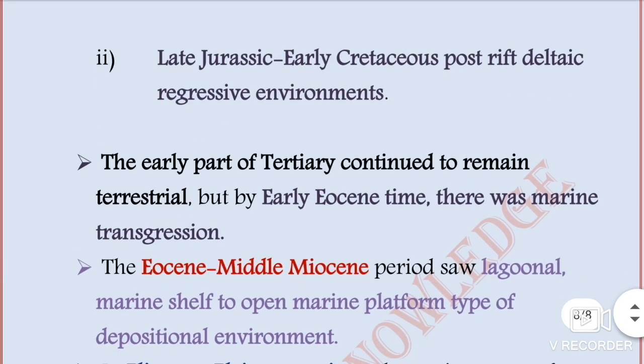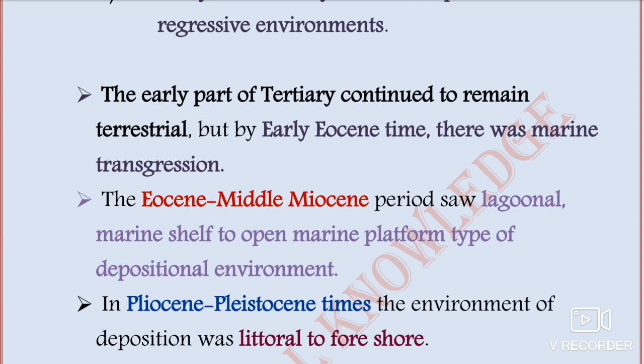The early part of the Tertiary continued to remain terrestrial, but by the early Eocene times there was transgression. The Eocene to middle Miocene period saw a lagoonal marine shelf to open marine platform type of depositional environment. So the depositional environment kept on changing in due course of time, when the climatic situation changed. That also changed the mode of deposition and the evolution of the basin.